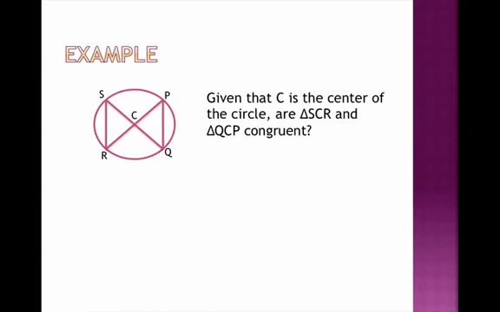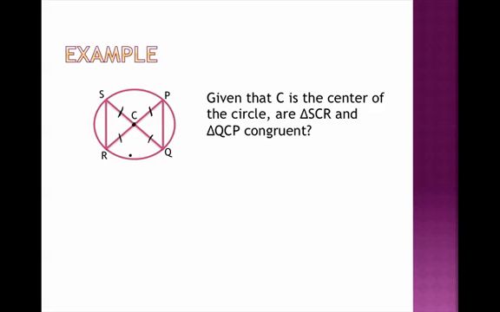Now we have another example. We've got this circle with two triangles in there. All we are told is C is the center. So can we say the triangle SCR and triangle QCP are congruent? Well, yep, we can. So let's go about and figure out how we know this. If C is our center, we know that any segment that goes from C to the edge of the circle is a radius, and they are all congruent. So we actually have a lot of congruent segments here, and we're going to go ahead and mark those.